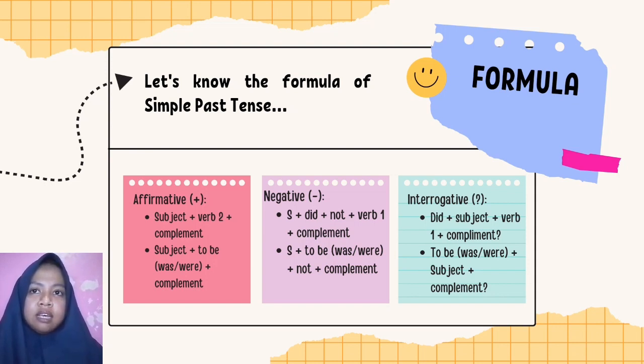The second one is the formula of nominal simple past tense. Affirmative: subject plus to be was or were plus complement. Negative: subject plus to be was or were plus not plus complement. Interrogative: to be was or were plus subject plus complement.